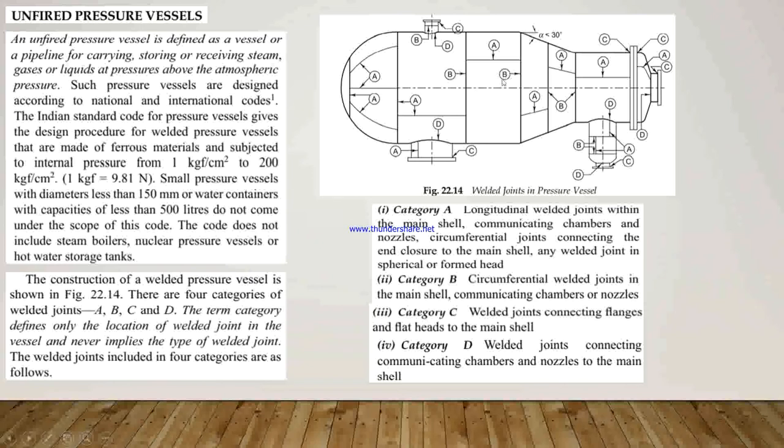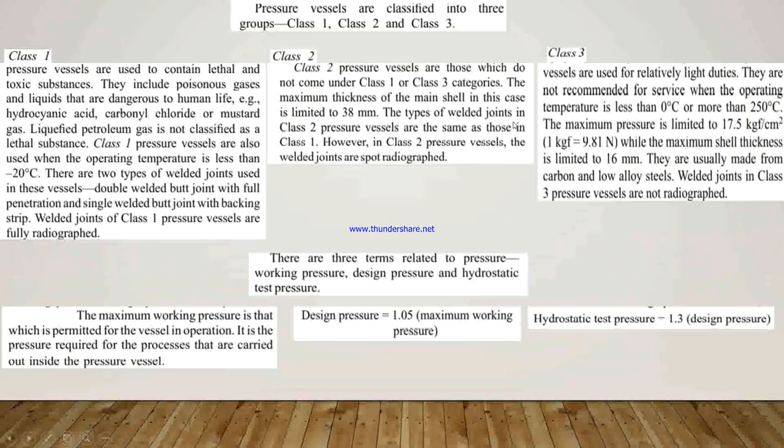This is the unfired pressure vessels. These unfired pressure vessels are classified into three groups, that is, class 1 group, class 2 group and class 3 group. Class 1 group pressure vessels are used to contain lethal and toxic substances, and they include poisonous gases and liquids that are dangerous to human life. For example, hydrochloric acid, carbonyl chloride or mustard gas.